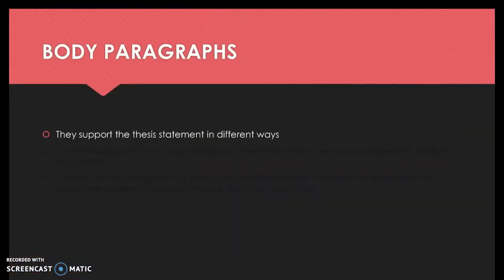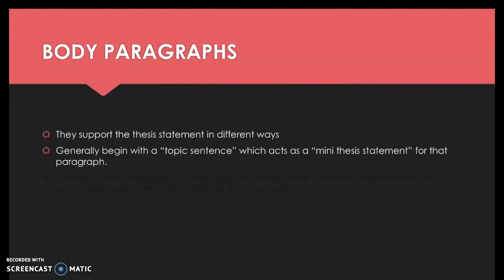So when we're thinking about body paragraphs, we think about how they support the thesis statement in different ways. They generally begin with a topic sentence, which I think of as a mini thesis statement for that paragraph, right? You have your thesis statement in the introduction, which gives direction and a foundation for the entire essay. But then body paragraphs within that essay start with topic sentences, which act like little mini thesis statements for just that paragraph, right?